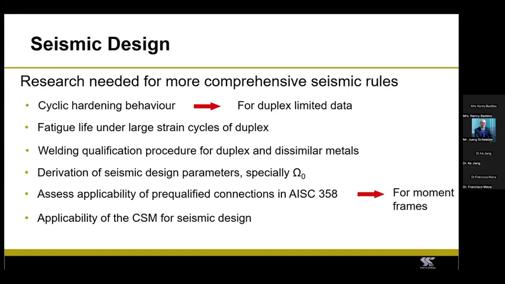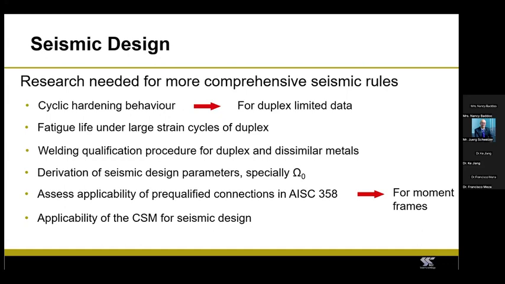We know that the current seismic design rules work for carbon steel, and because of this, by using the behavior of carbon steel as a benchmark, it is always helpful when deciding if some of the rules can be extended to stainless steel or if they need to be modified.